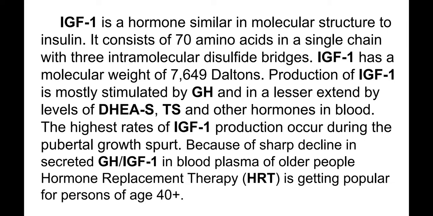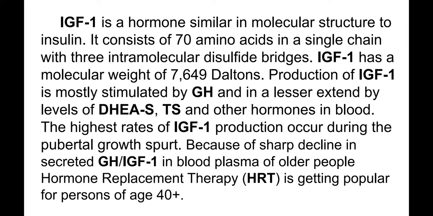Production of this insulin-like growth factor 1 is mostly stimulated by growth hormone, but maybe to a lesser extent by levels of DHEAS, which is DHEA sulfate in blood, and also the level of testosterone and other hormones in blood. The highest rates of insulin-like growth factor 1 production occur during the pubertal growth spurt. Okay, that's true. We are losing with age. We are losing a lot of this growth hormone release, and insulin-like growth factor 1 is also dropping.